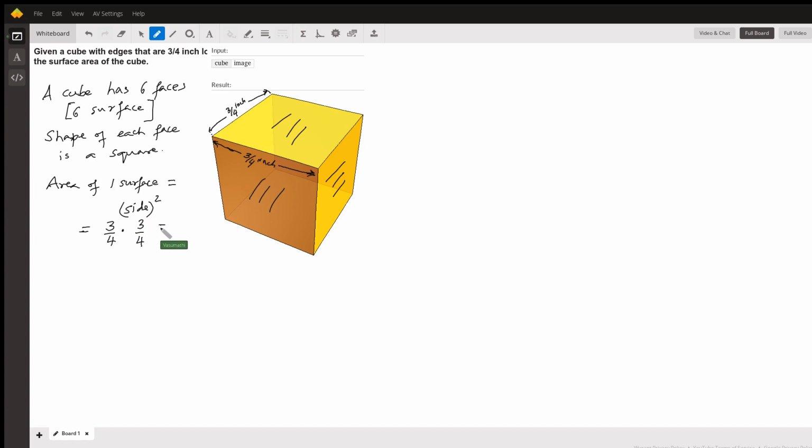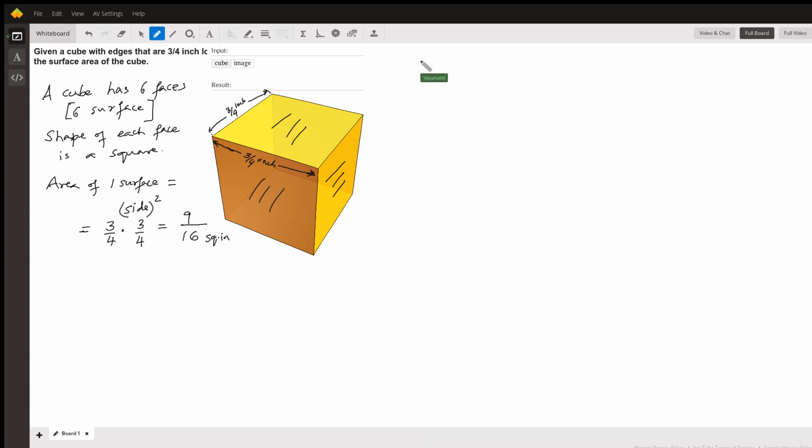So now here we have two fractions we are multiplying. Multiply the numerators. 3 times 3, that's a 9. 4 times 4, that's a 16. So now this is the area of one surface. So the units will be square inches. So I'm going to write it in the short form, SQ.IN.